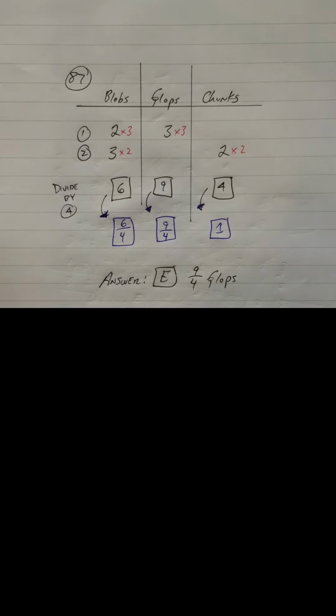Question 87. We're told that 2 blobs equals 3 glops, and then, as a second fact, that 3 blobs equals 2 chunks. In order to find the correct ratio between these 3 items, we need to create a common term. Here in the information given, the blobs are in both facts. So I'll multiply the first fact by 3 for that ratio, and the second fact I'll multiply by 2.